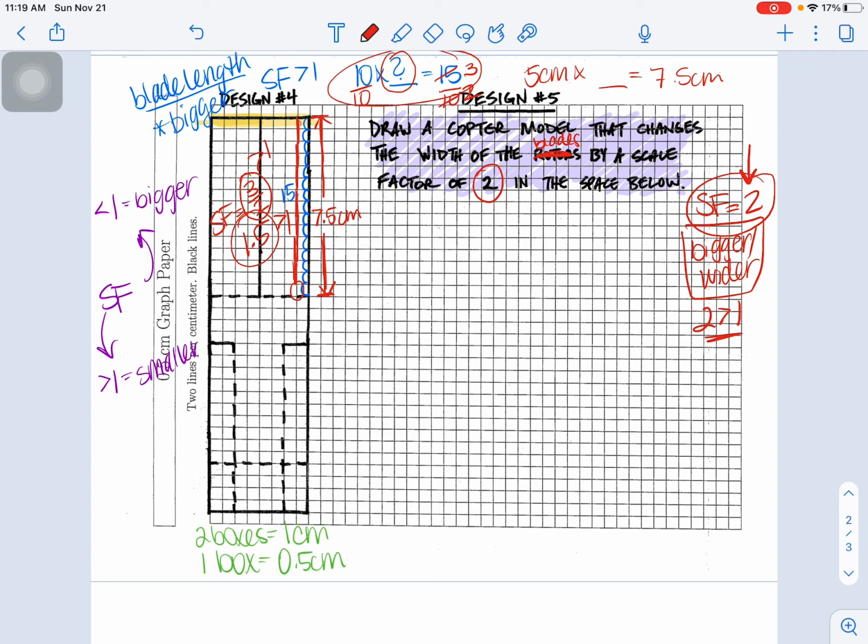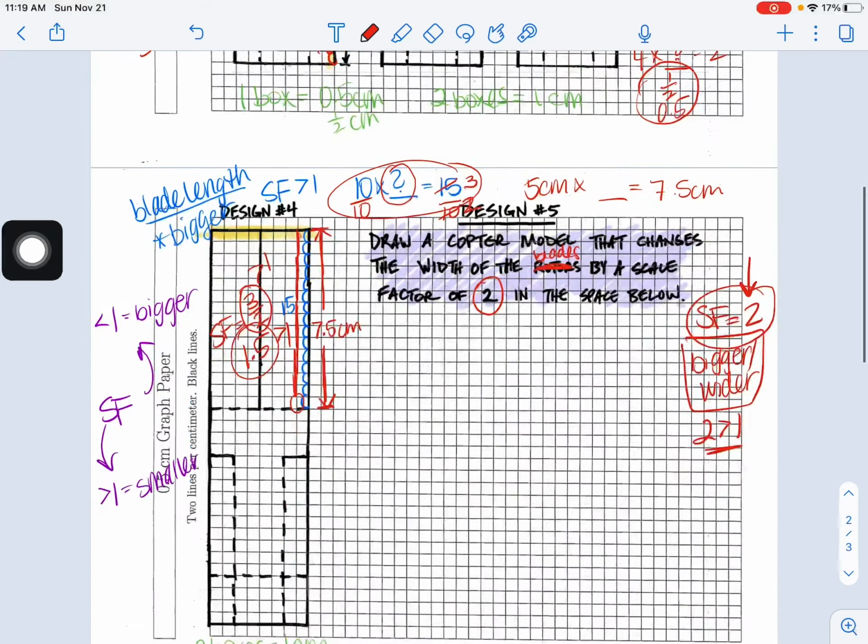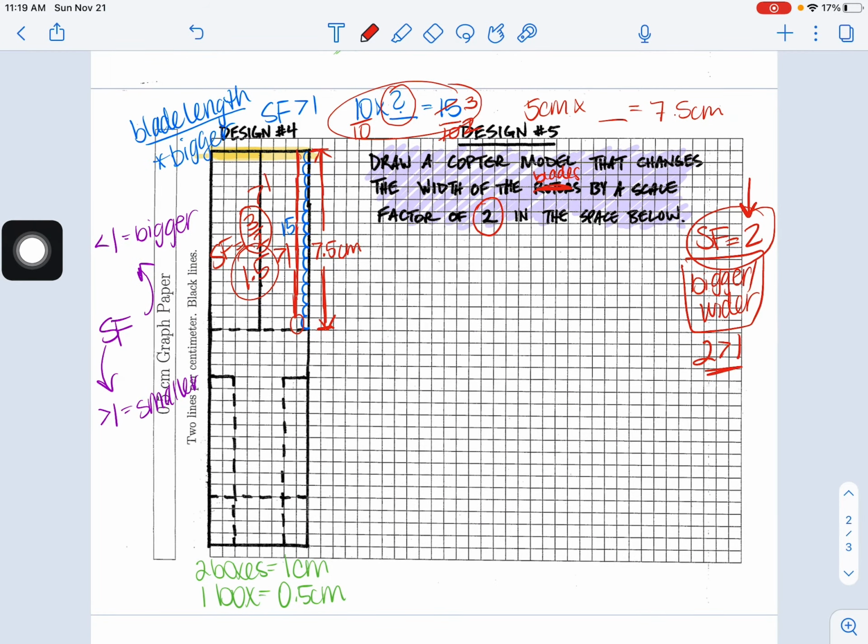All right, so your homework in this space is to take our original copter. That's this one right here, our control group copter. And you are going to make these blades wider by a scale factor of 2. Okay, and you're going to do that in the space provided below.